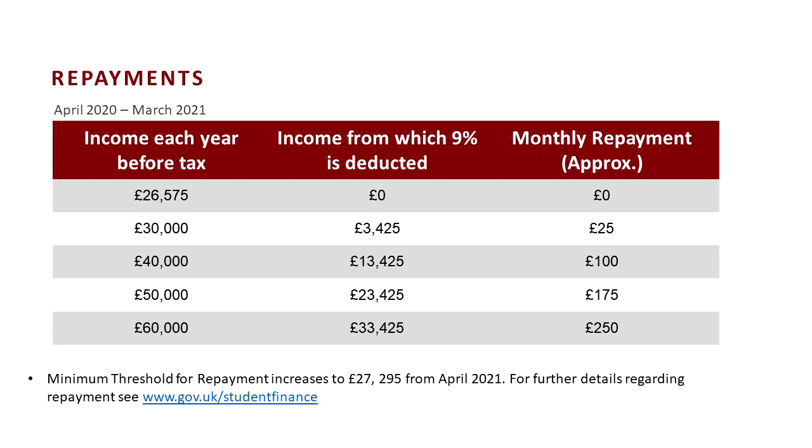In terms of repayments, you'll see here a table. This is based upon April 2020 to March 2021. As we said, the threshold for repayments will increase to £27,295 a year from April 2021. And you can see further details regarding that on the Student Finance website, www.gov.uk/student finance.